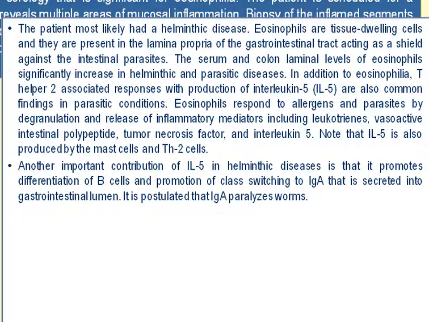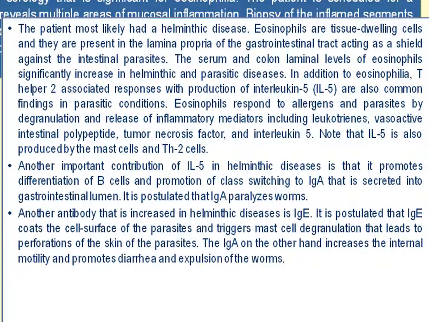Another important contribution of interleukin 5 in helminthic diseases is that it promotes differentiation of B cells and class switching to IgA that is secreted into the GI lumen. It is postulated that IgA paralyzes worms. Another antibody that is increased in helminthic diseases is IgE. It is postulated that IgE coats the cell surface of the parasites and triggers mast cell degranulation that leads to perforations of the skin of the parasites. The IgA, on the other hand, increases the intestinal motility and promotes diarrhea and expulsion of the worms.